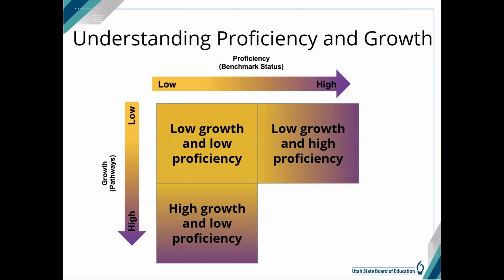Okay, we're going to dive into growth and think about how this works with those benchmark levels. The students that we're the most concerned about should be those students who, when we're looking at our data, have a low proficiency, so a low below or well below benchmark, as well as low growth. Those students are not making progress. They are not ever going to get to benchmark unless we really look at what's going on with that student and start making some changes that have a positive impact.